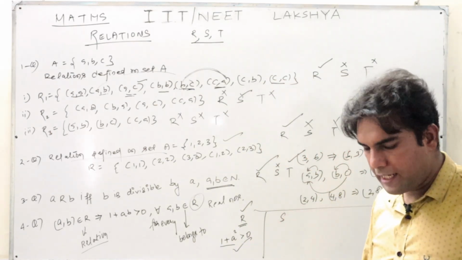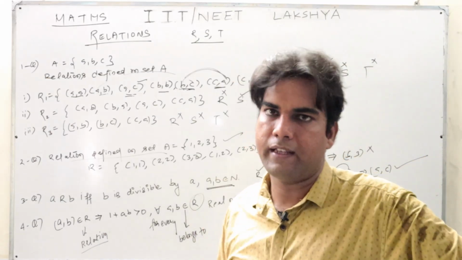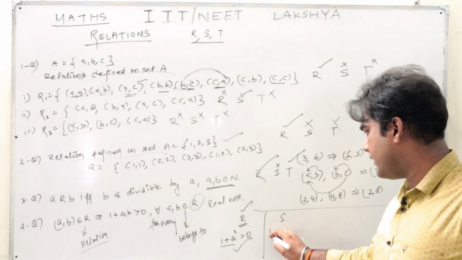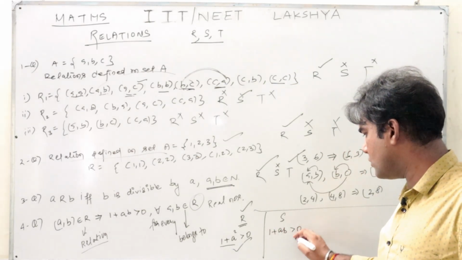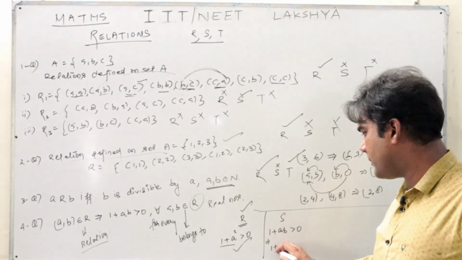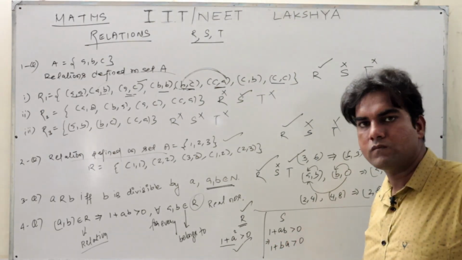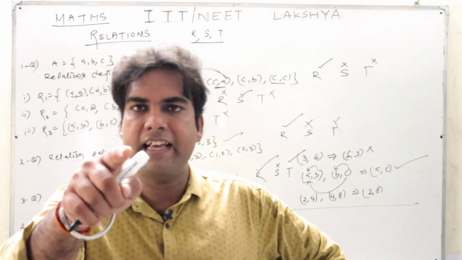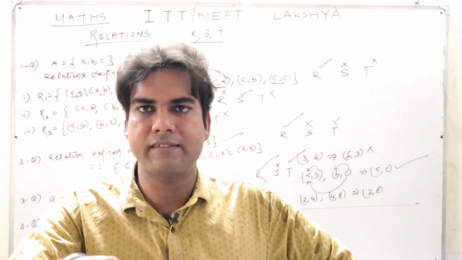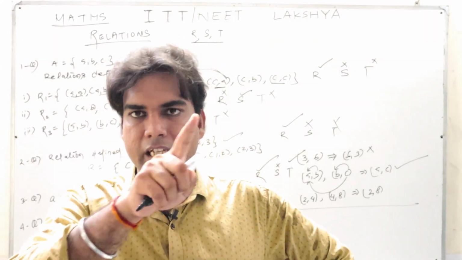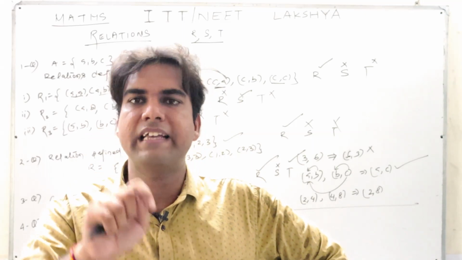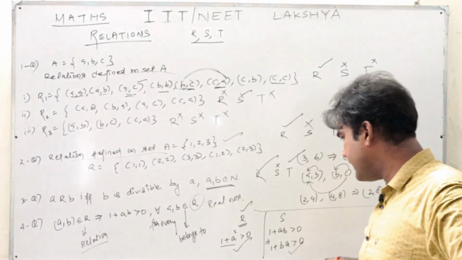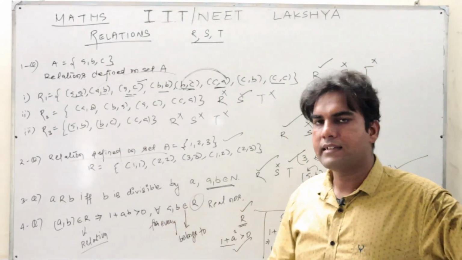Symmetric means if (a, b) is there, then (b, a) should also be there. If 1 plus ab is greater than 0, then 1 plus ba is also greater than 0, because ab is the same as ba. Suppose a is 2 and b is 3. So 2 into 3 is 6, 1 plus 6 is 7, which is greater than 0. Then 1 plus 3 into 2, which is again 6, again 7, also greater than 0. So your relation is symmetric also.